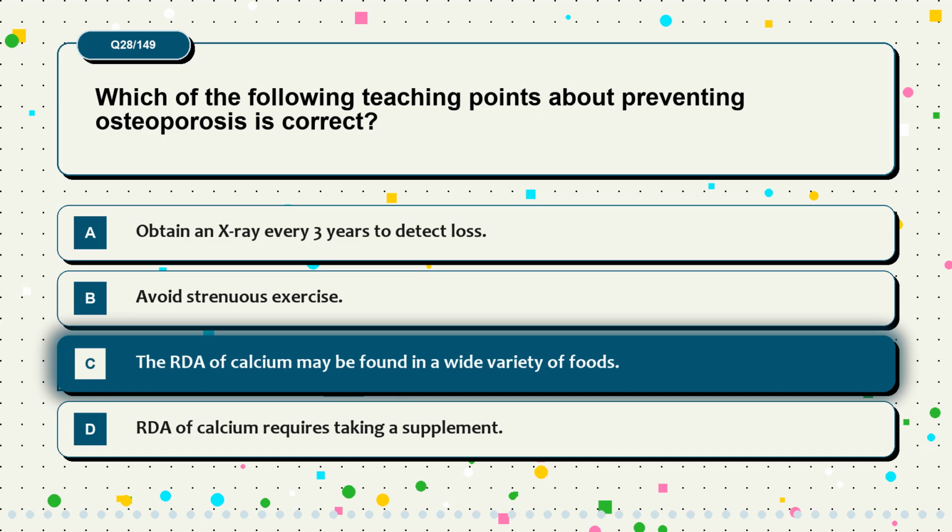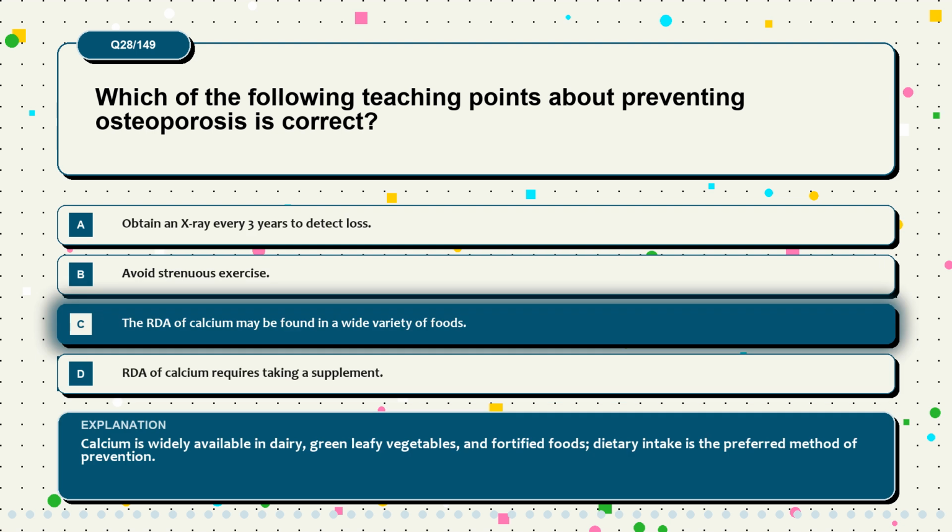The correct answer is option C. The RDA of calcium may be found in a wide variety of foods. Calcium is widely available in dairy, green leafy vegetables, and fortified foods. Dietary intake is the preferred method of prevention.